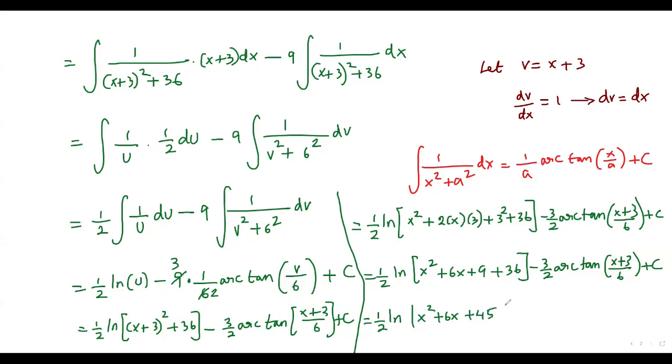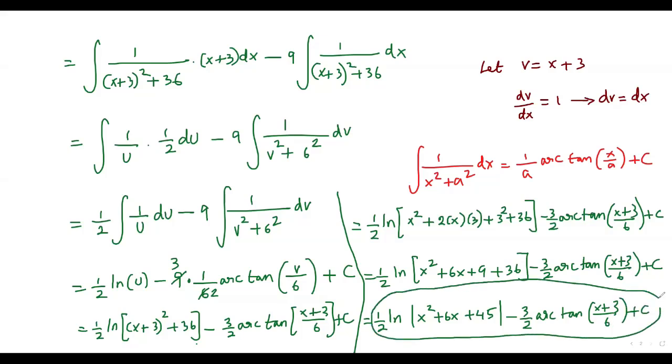Now let me take the absolute value sign for this expression. Why am I taking the absolute value sign for this expression? Because this is the argument of a logarithm. The argument of a logarithm can never be a negative value. It always has to be positive. Here, this expression contains a variable. Even if for some value of the variable x this expression becomes negative, it has to be considered as positive. So that's why I'm taking the absolute value sign for this expression. Let me write the rest of the stuff. That is 3 over 2 times arc tangent (x plus 3) over 6 plus c. So this is the result of the given indefinite integral.